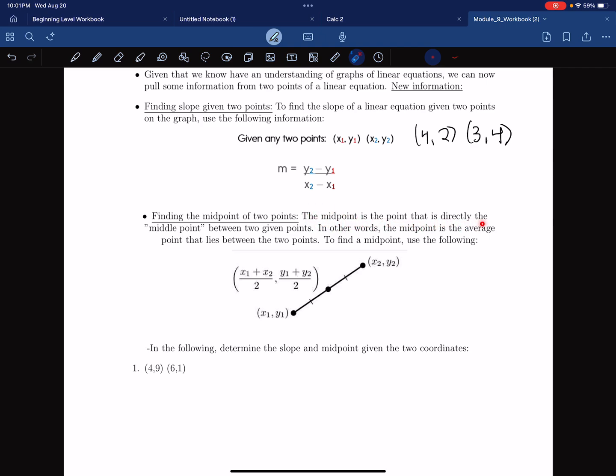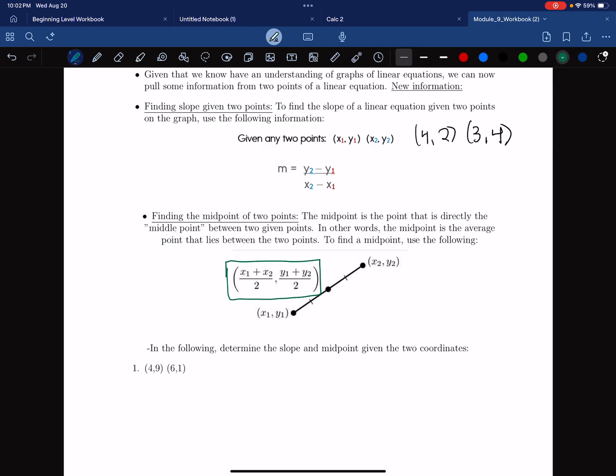a point that is directly the middle point between 2 given points. In other words, the midpoint is the average point that lies between the 2 points. So to find the midpoint, we have to use this equation here. And notice, if we're given this point and another point, whatever these values happen to be, if we use this formula, we'll find this point here directly in the middle of these 2 points.